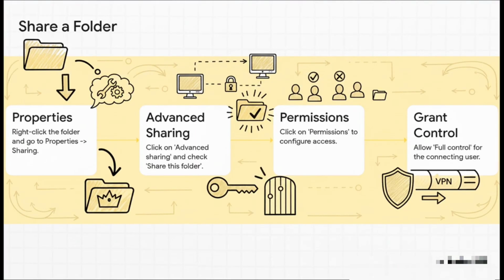So hop back over to your server computer for a minute. Pick any folder you want to be able to access from anywhere. Just right-click on it, go into the sharing properties, and tick the box that says Share this folder. Then, one more important click. Go into Permissions and give full control to that same user account that's connecting to the VPN.